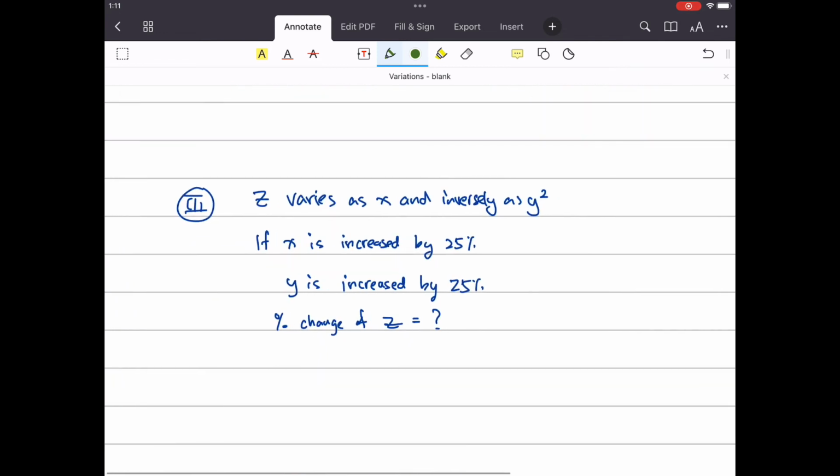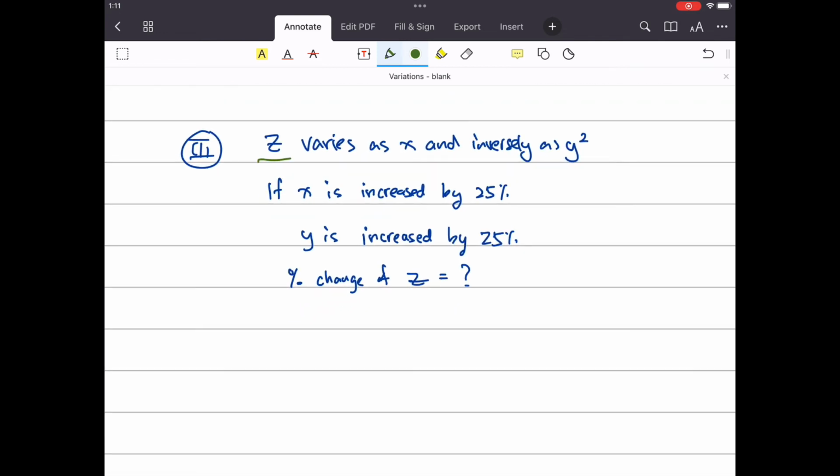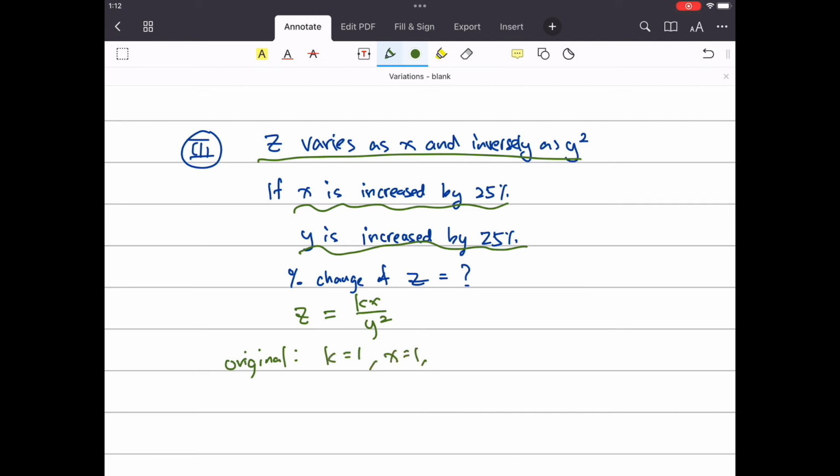For the last question type, we first translate into the equation. So z varies as x and inversely as y squared. We write down z equals to k times x over y squared. There are some given percentage and we will consider them later. We now consider that originally the constant k, x and y all equal to 1. Therefore, from the simple calculation, z equals to 1 as well. So now be aware that k is a constant, so it still equals to 1.